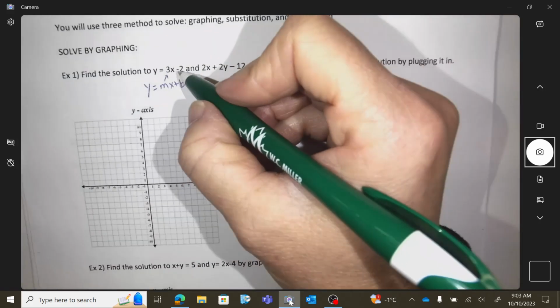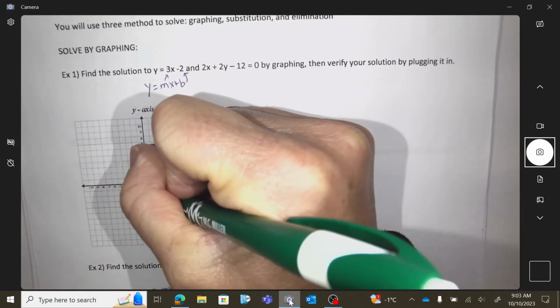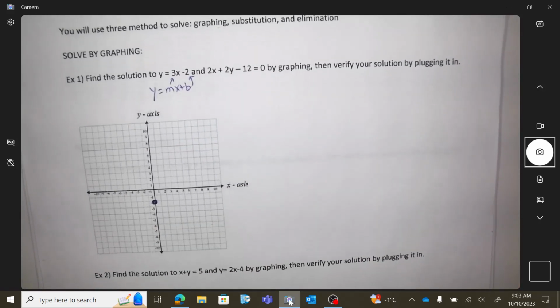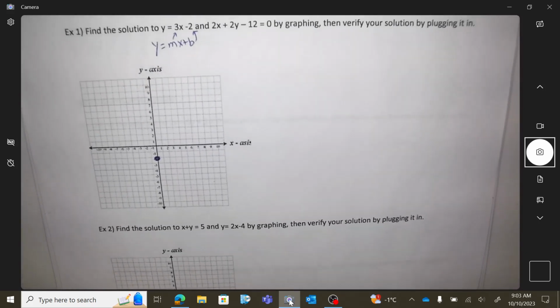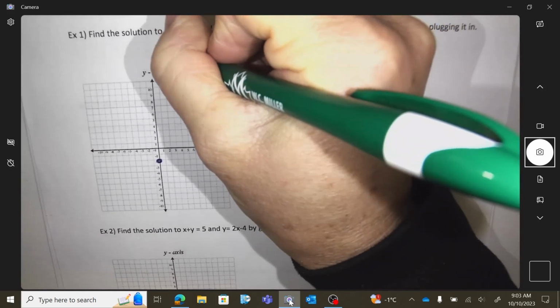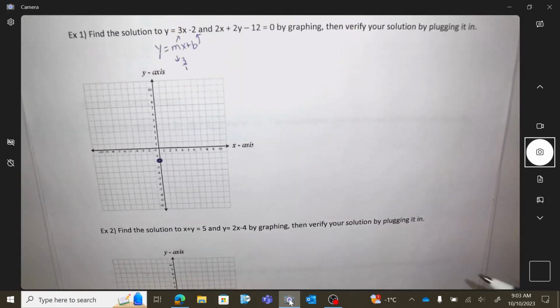So b is -2. That's my y-intercept. That's where I start. And then my slope is 3, so then I think about 3 as a fraction, which is to go up 3 and right 1.